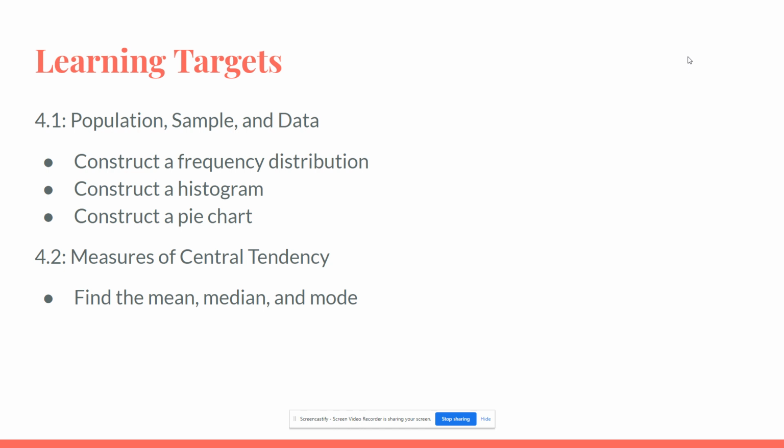All right, so the first section, we're going to construct a frequency distribution, which is the fancy way of saying we're going to organize the data into a table, a frequency table. We're going to build histograms and pie charts, which I think you should have some experience with, but if not, they're not too tricky. And then 4.2, we're going to look at measures of central tendency, which are the mean, median, and mode, and those should be familiar to you.